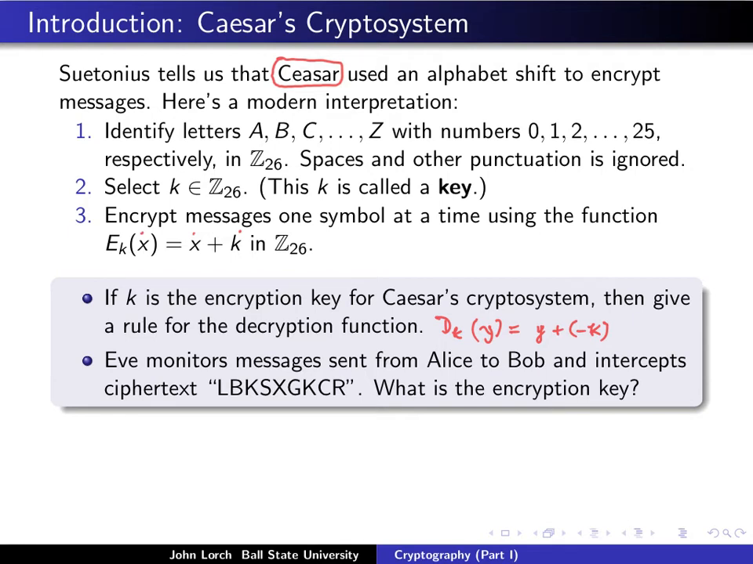All right, now, let's suppose you don't know what K is and you're trying to figure it out. Here, we have Alice sending Bob secret messages using the Caesar cryptosystem. And we have this third party, often called Eve, who's monitoring and wanting to figure out the messages that Alice is sending to Bob. Now, let's suppose that Eve is able to obtain this piece of ciphertext. The question is, what is the encryption key? So maybe this would be a good time to go away and see if you can figure out what it is.